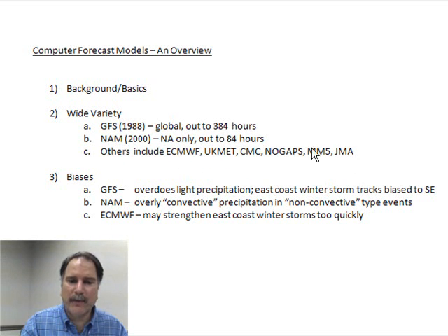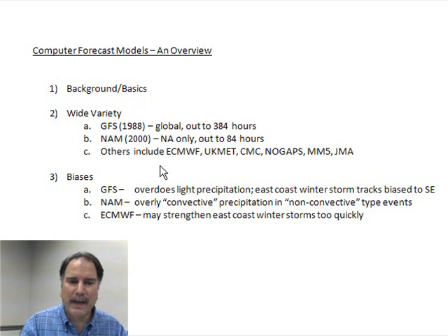There are many other models out there now, and many of them are not U.S.-made models or different parts of the world, but they run them for the Northern Hemisphere. So a forecaster in this part of the world can look at the European model, for example. That's represented here by this ECMWF. The United Kingdom has its own model called the UK Met. The CMC is a Canadian model from the Canadian Meteorological Center. NOGAPS and MM5 are more U.S. models, and even the Japanese have a model called the JMA for the Japan Meteorological Agency.